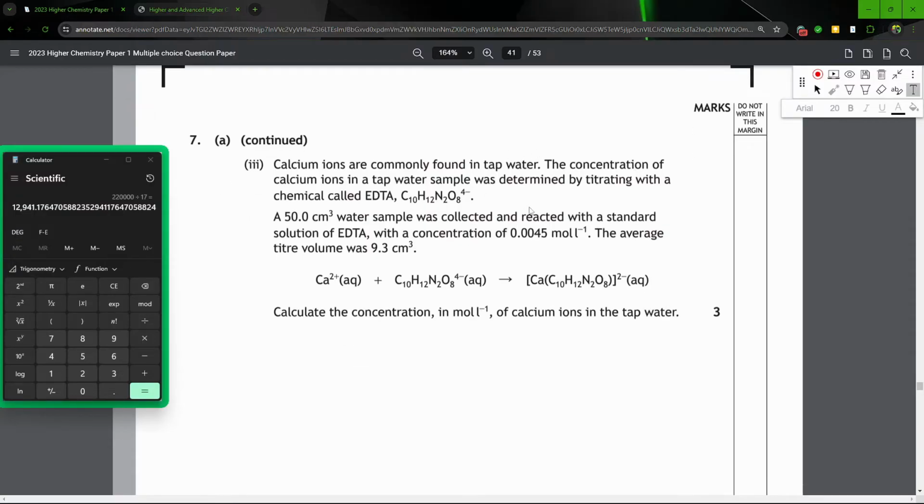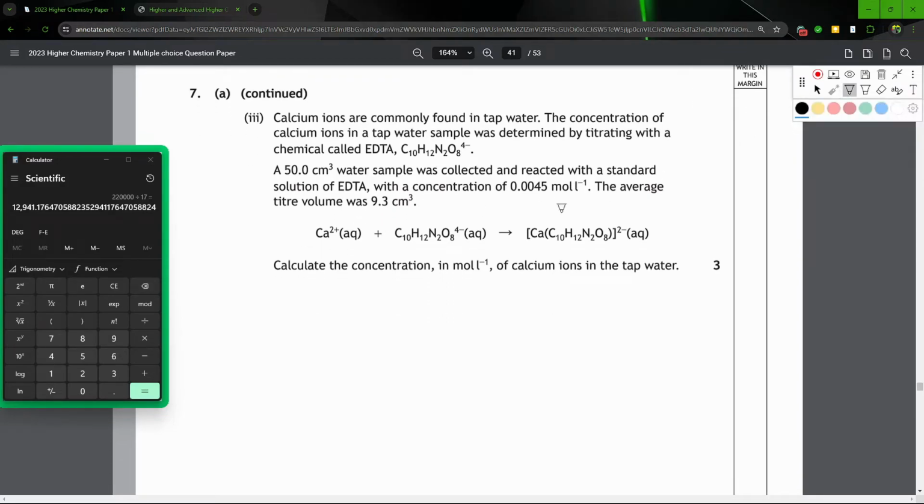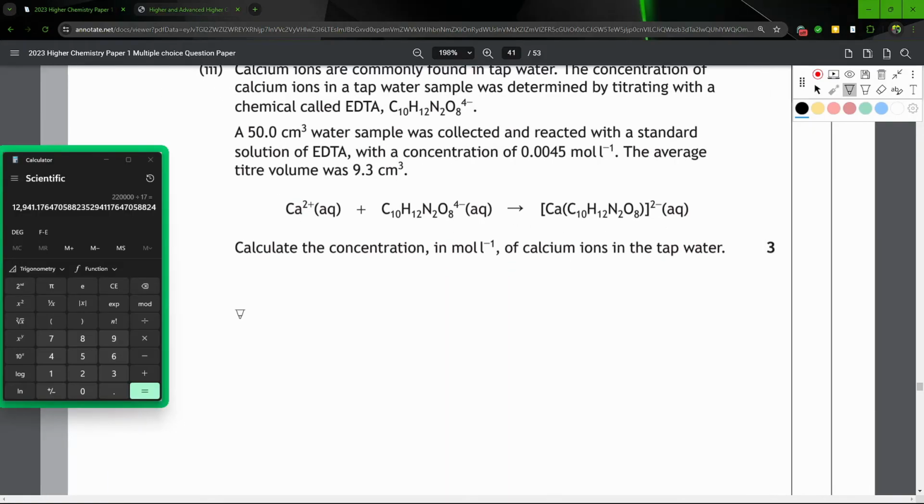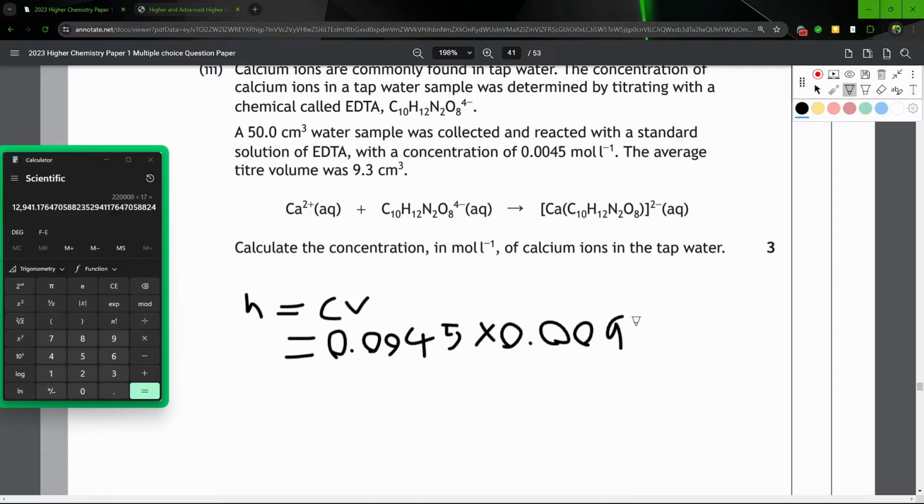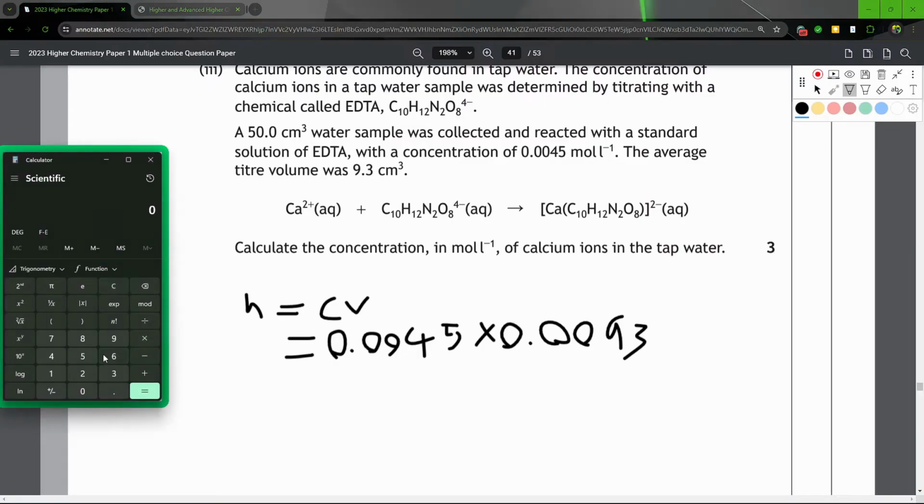So, let's go and run through. Let's calculate the number of moles of EDTA. EDTA, oh, that's a mouthful. So, n equals CV. We know the concentration is 0.0045, and the volume is going to be 0.0093. So, yep, I'm expecting an absolutely tiny number.